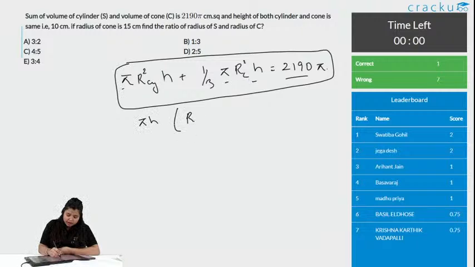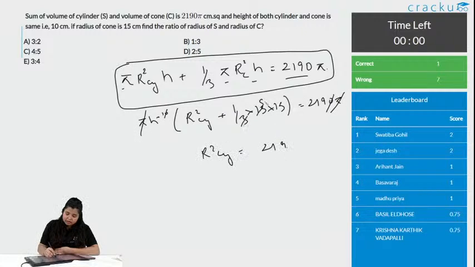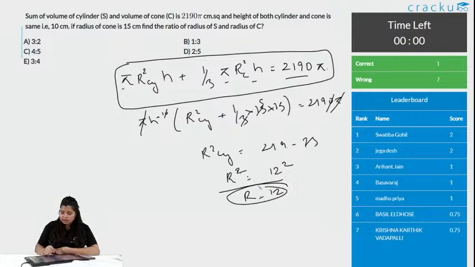So it is r square of this plus 1 by 3. We know the value of radius of cone. So 15 is equal to 2190 pi. Pi and pi get cancelled. h is equal to 10, so 0 and 0 get cancelled. 3 ones are 3, 3 fives are 15. So r square is equal to 219. 5 into 15 is 75. So r square is equal to 12 square. R is equal to 12. This is the thing you need to do.